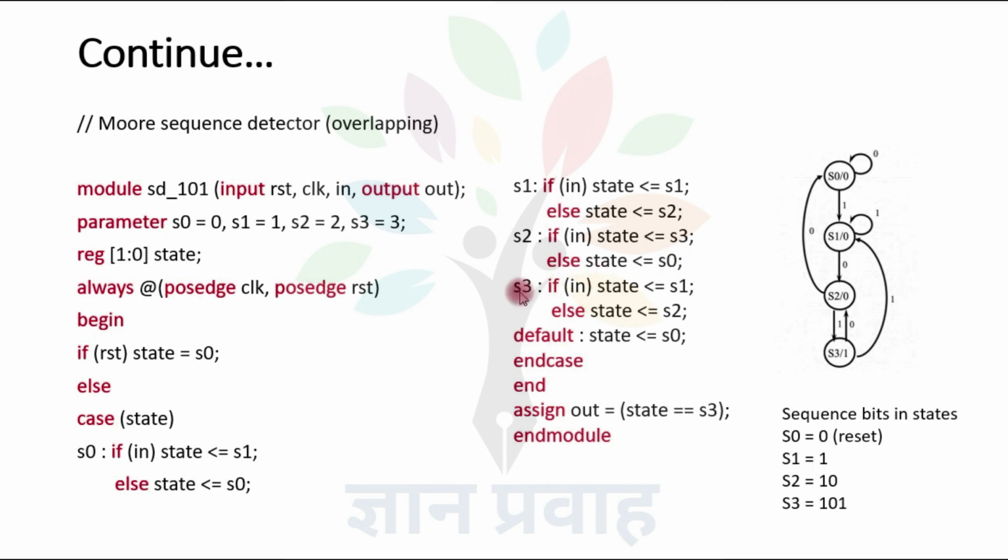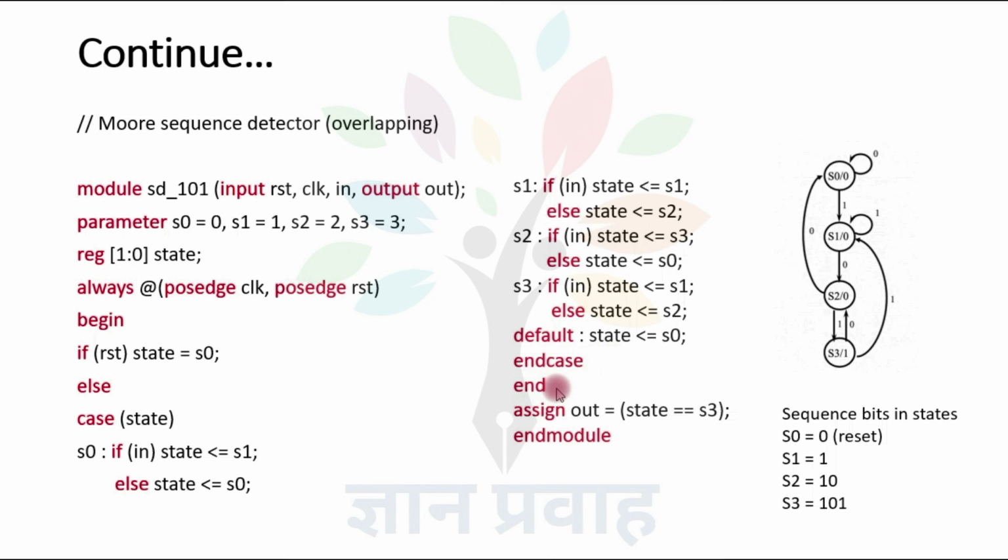At state S3, if input is at logic 1, next state will be S1. Otherwise, next state will be S2 when input bit 0 is there. Default, if we are not present at any state, then default state is S0.